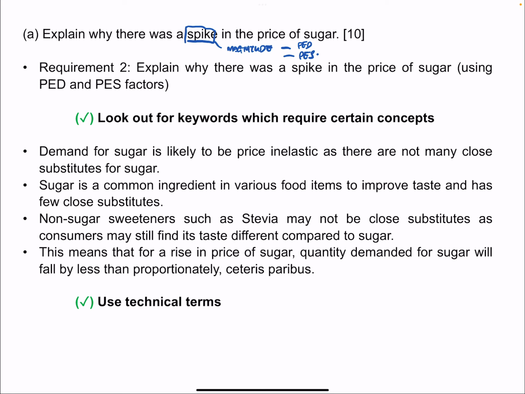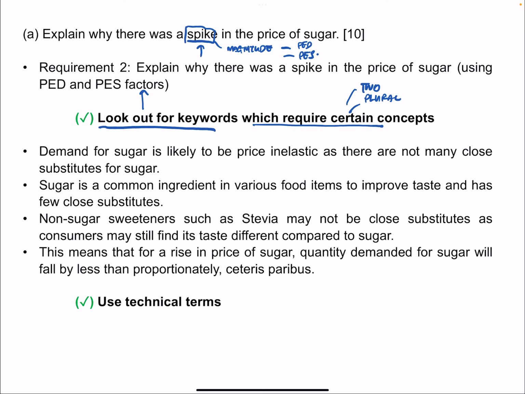Okay? So, why is there a spike in the price of sugar? The first thing I put here is you want to look out for keywords which require certain concepts. The first thing to realize is that if you don't write elasticity concepts, you won't get any marks for R2. Right? So you really want to be on the lookout for keywords which require certain concepts. In this case, the word is spike. But it can be even trivial things like, for example, plural forms of policies, or they ask you for 2 reasons, then these will tell you there are 2 reasons. So in this case, the word is actually spike, which suggests I need to talk about magnitude.